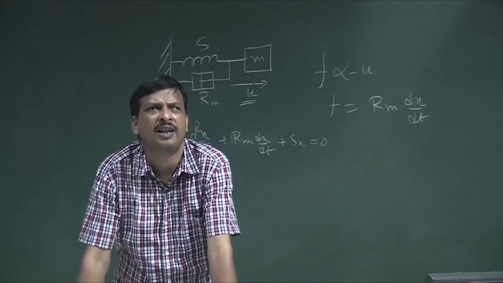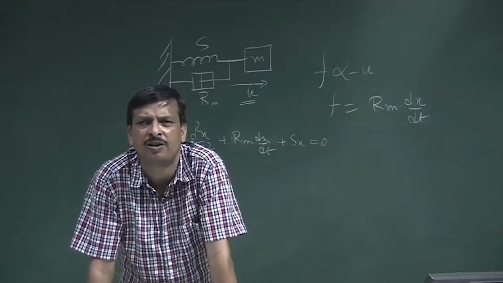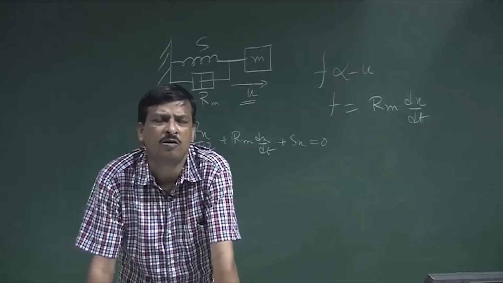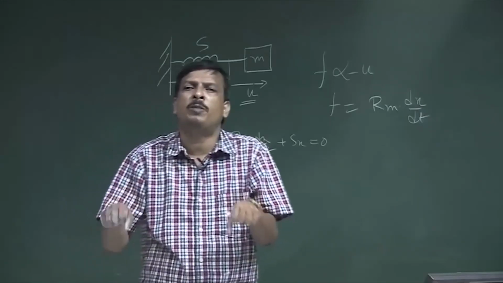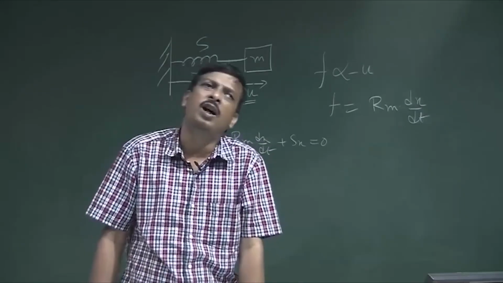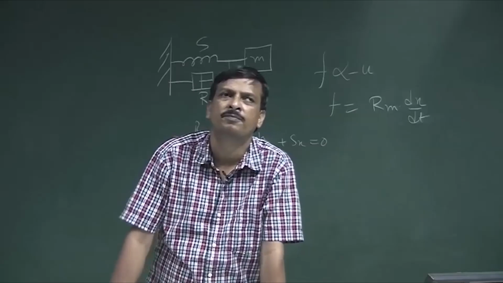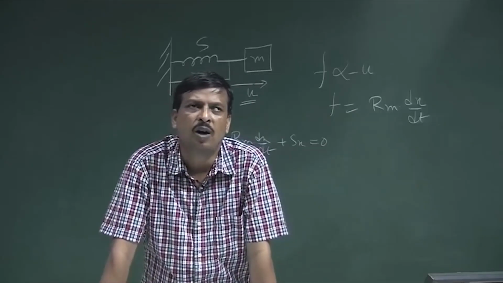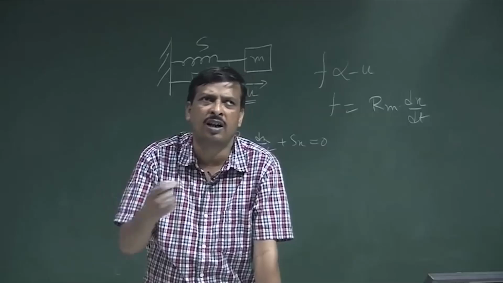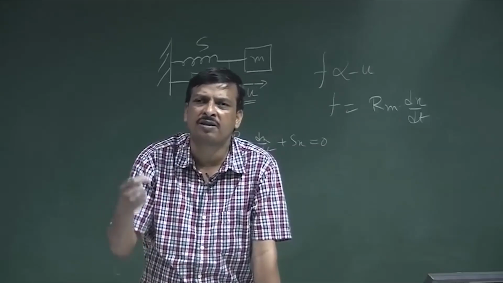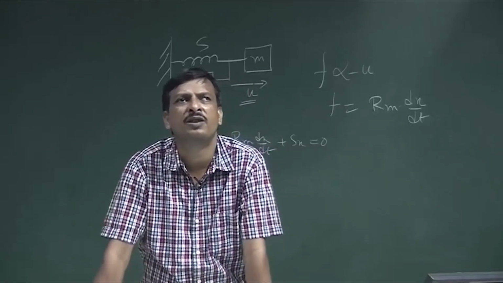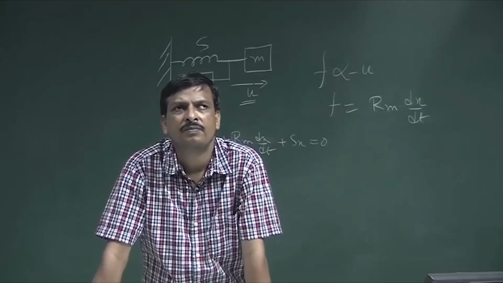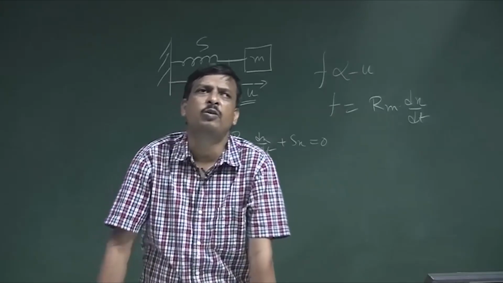Can you give a practical real life example of this kind of thing? Think about the suspension of your bike. Why does the bike require a suspension? Why, if you ride in a car, does every car have a suspension system? Why is that suspension system required?